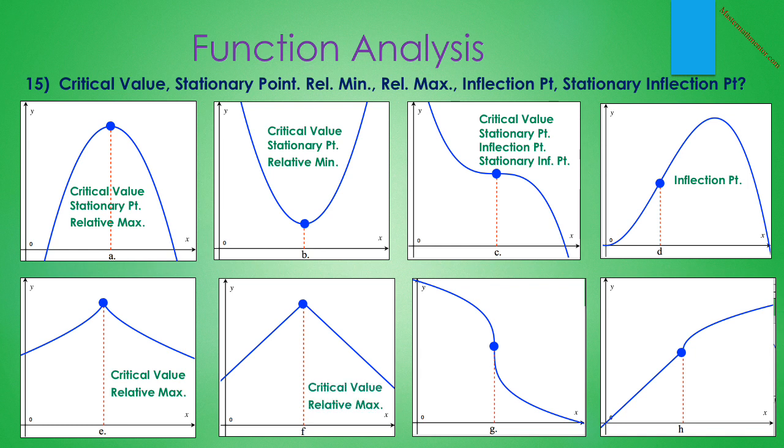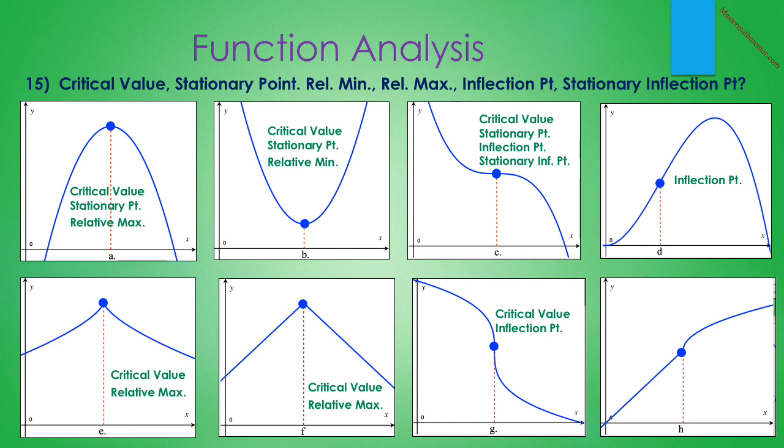In F, this is a critical value as the derivative does not exist. This graph has a corner. However, it is a relative max because the curve increases to the left and decreases to the right. In G, the tangent line is vertical, making the point a critical value.